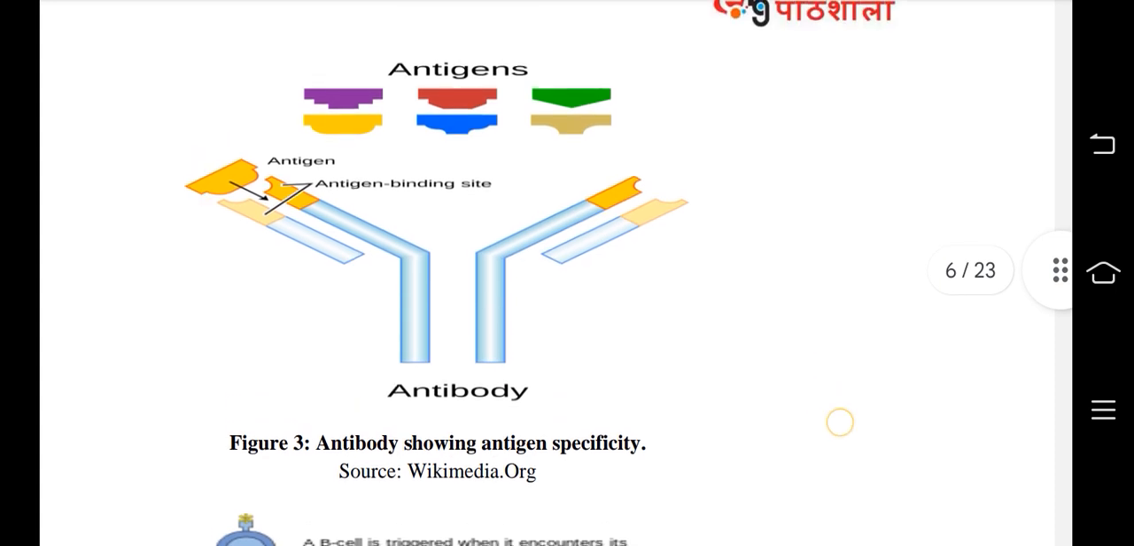You could see a picture. Antigens, different sorts of antigens. Antigen binding site. Antibody showing antigen specificity.